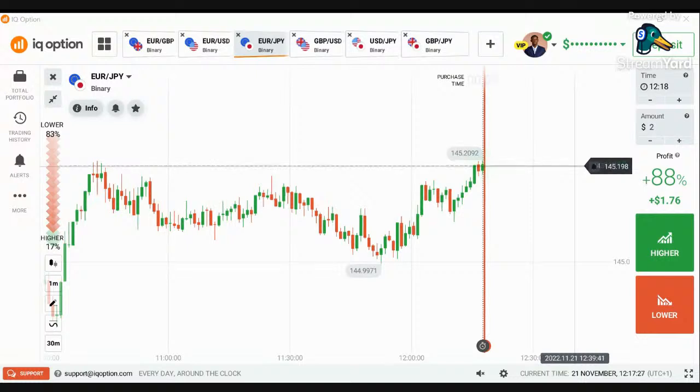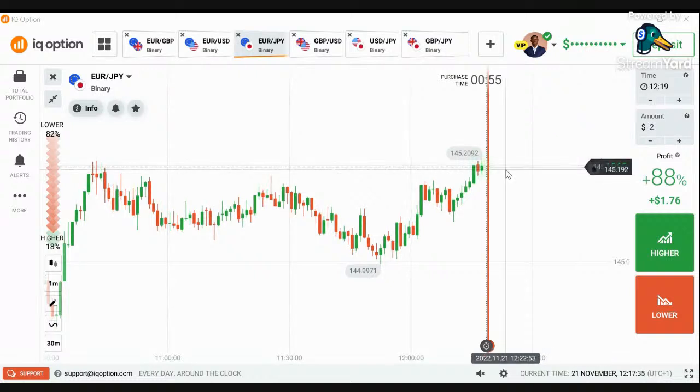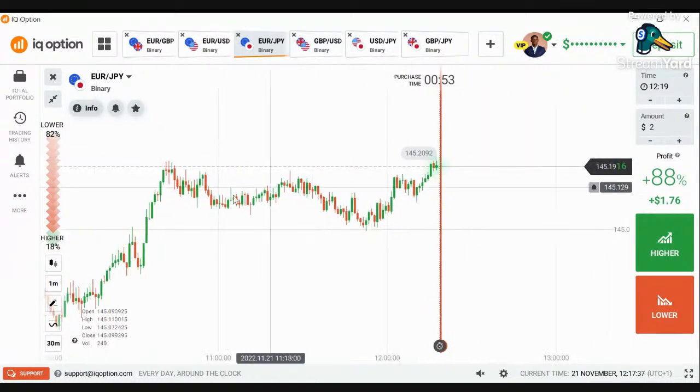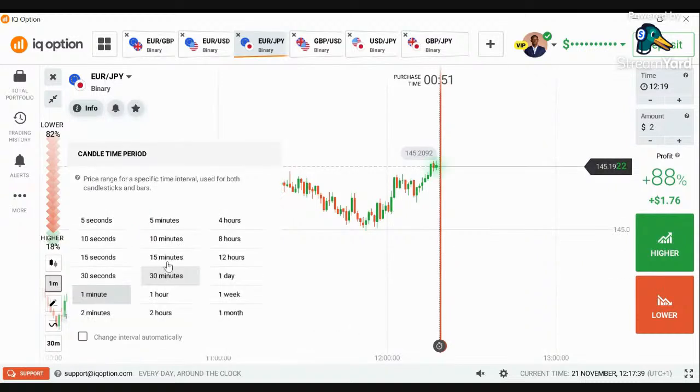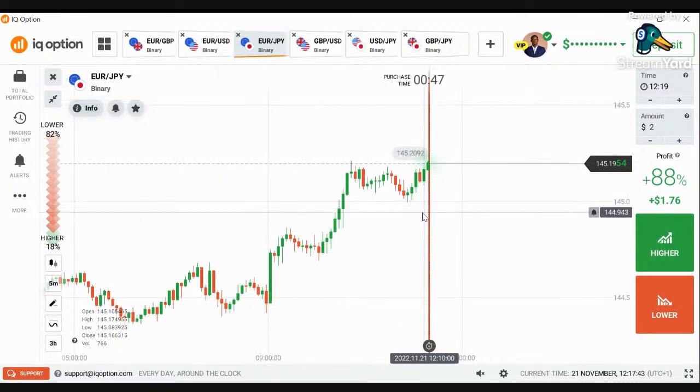It's trying to go above that high, and this was the range. If it crosses this high, that means it's meant to be buying. All right. If Euro JPY crosses that high, it means to be buying. On the 5 minutes chart, what's it looking like?